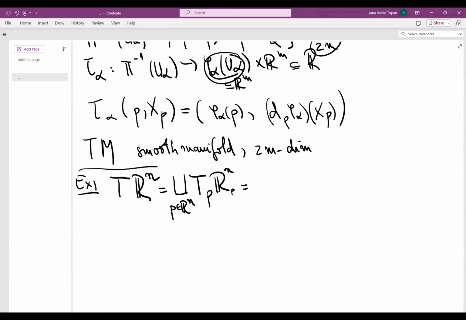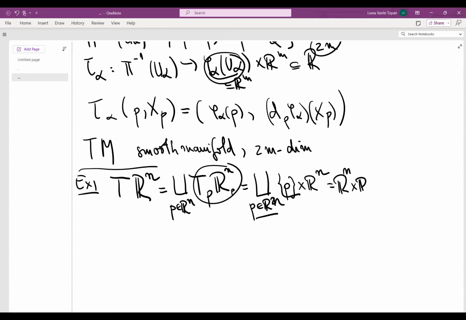So this will in fact be the disjoint union of, well, how can I identify this space tangent at P to R^n? It is R^n with the origin at P. Now, what is the tangent bundle of R^n? It is R^2n, Euclidean space.